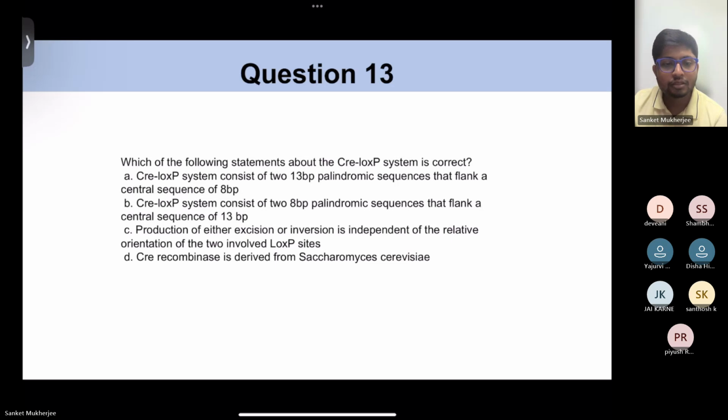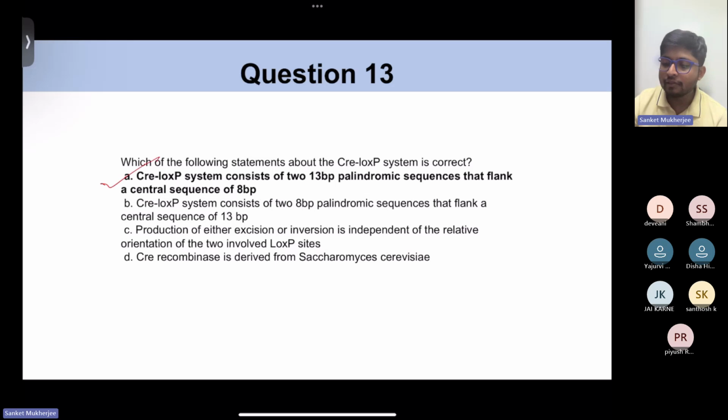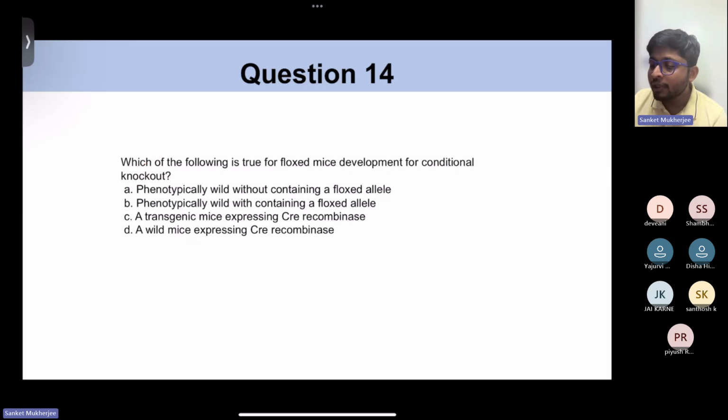Option A. You are right. We already discussed this a few questions back. It's just another way of asking the same question. Which of the following is true for floxed mice development for conditional knockout? Phenotypically wild without containing a floxed allele, phenotypically wild with containing a floxed allele, a transgenic mice expressing recombinase, or wild mice expressing recombinase.